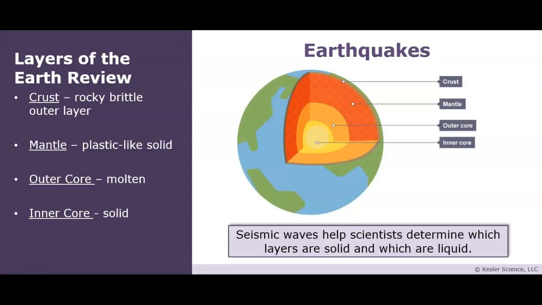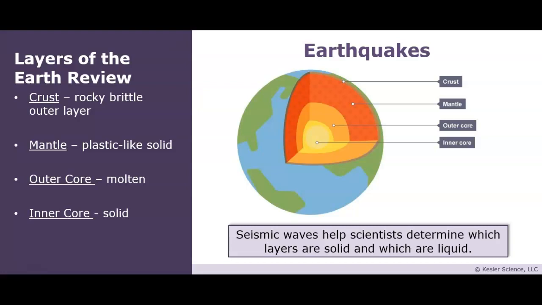It's under so much pressure that even though it's hotter, and therefore we would think that it would be a liquid or possibly even a gas, because usually as things get hotter, they turn from a solid to a liquid to a gas, instead the inner core is solid because it is under so much pressure and becomes so dense it can't liquefy. All right.